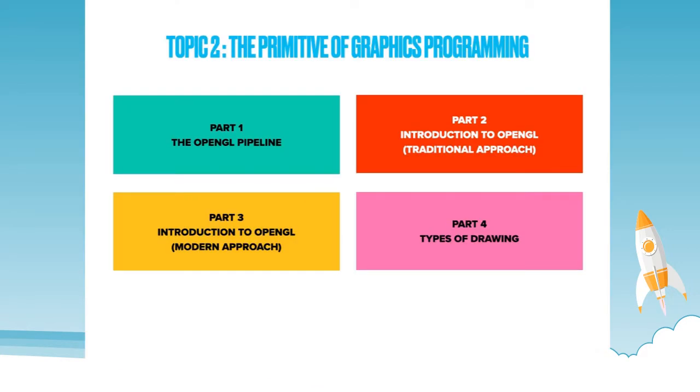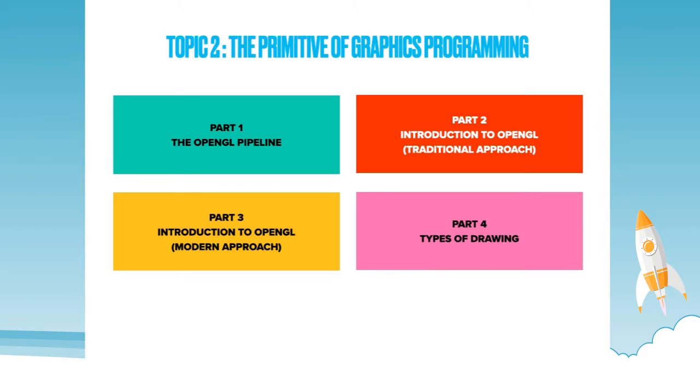Hi everyone, welcome back. Let me explain again about this topic 2. It is about the primitive of graphics programming. It means it is about all the fundamentals and the concepts of graphics programming. Now, in this subject we are going to use OpenGL and OpenGL ES as our graphics program. And this topic 2 is divided into 4 different parts.